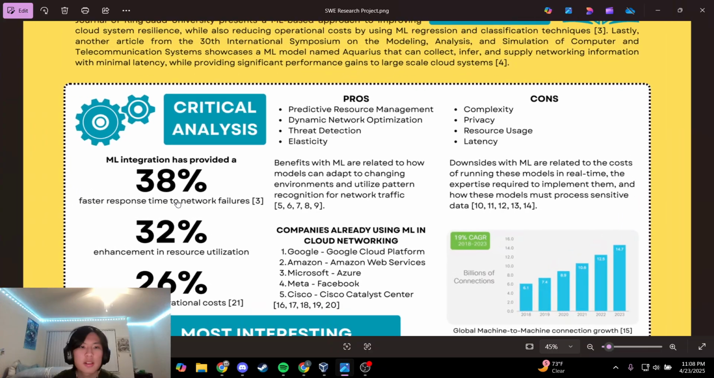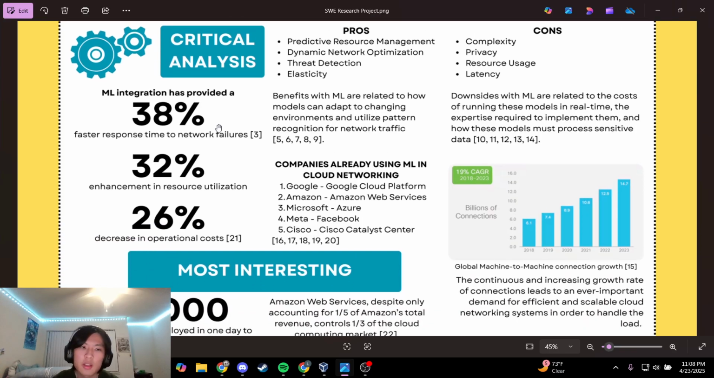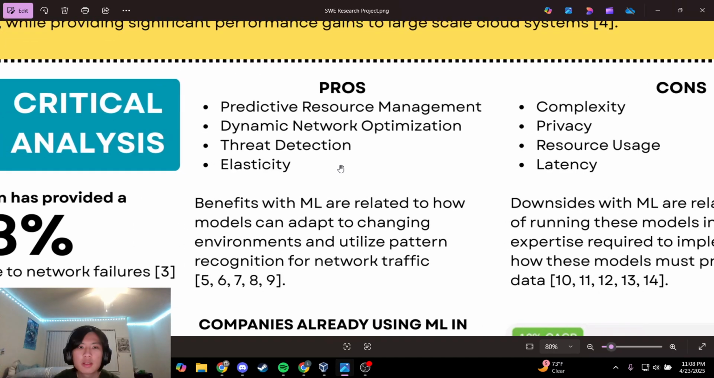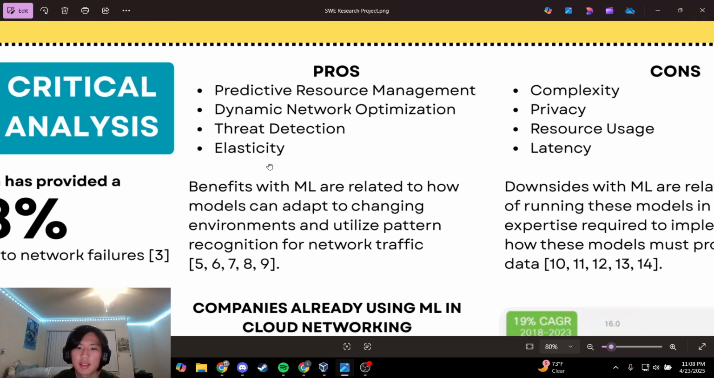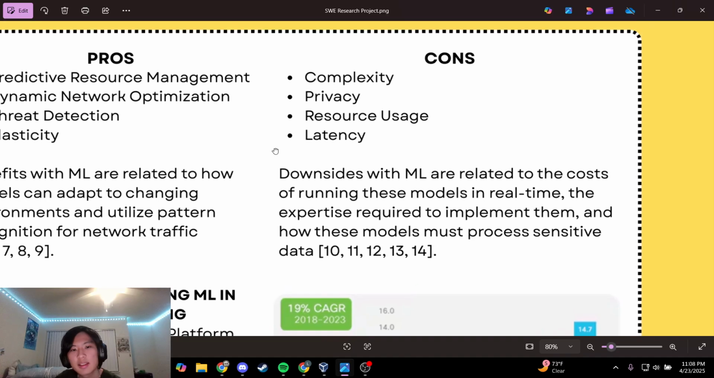And for the critical analysis, I'll just first like to mention how ML integration has provided a 38% faster response time to network failures, 32% enhancement in resource utilization, and 26% decrease in operational costs. The pros include predictive resource management, dynamic network optimization, threat detection, and elasticity. The cons include complexity, privacy, resource usage, and latency.